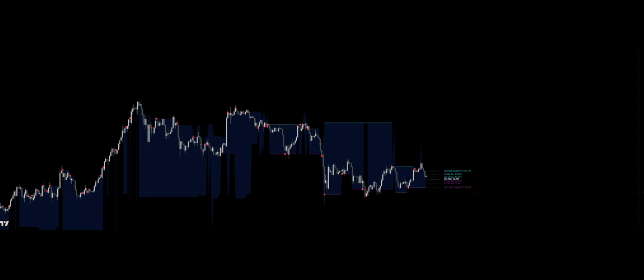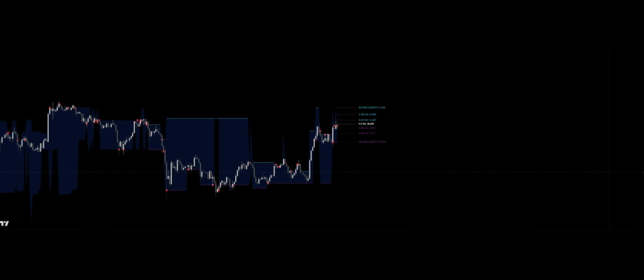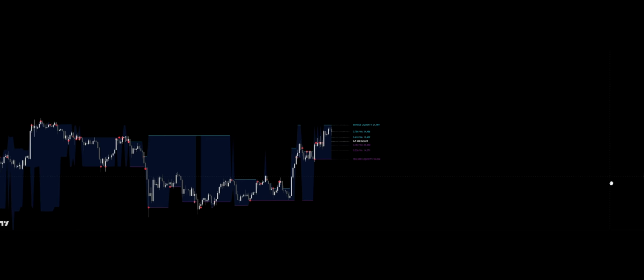Once this is done, the indicator selects the strongest liquidity levels. The most touched level below current price becomes the sell-side liquidity level. The most touched level above current price becomes the buy-side liquidity level. These two levels form the core chamber, the liquidity box.